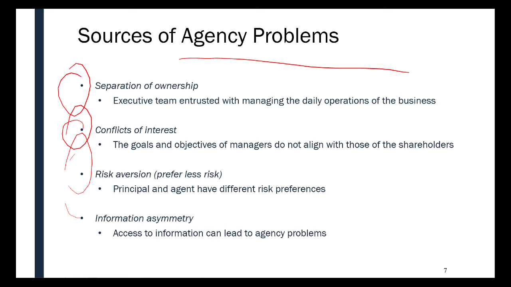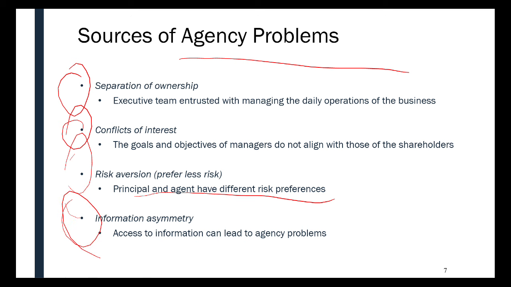Risk aversion. You, the shareholder, might not like risk, but the management might like risk. Because they like risk, they might take out so many loans in a business. But you think, no, no, no, loans are very risky. So you are risk averse. You prefer less risk.